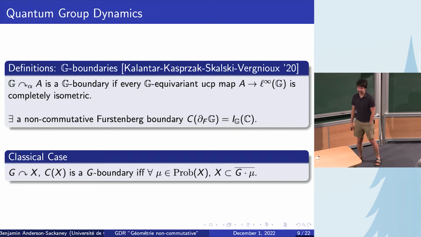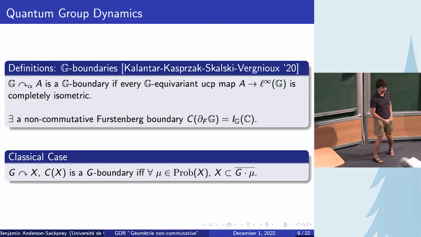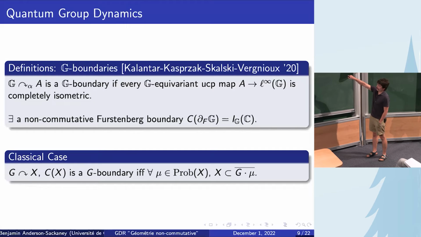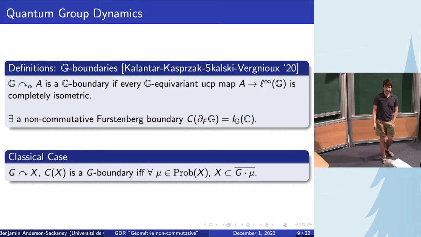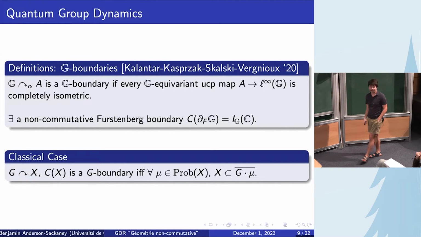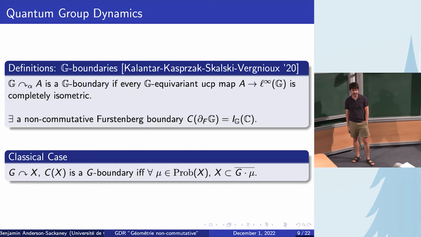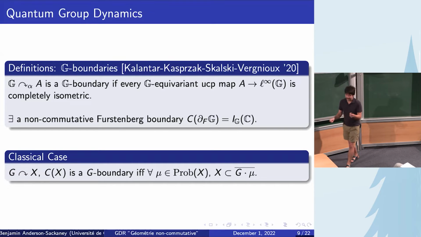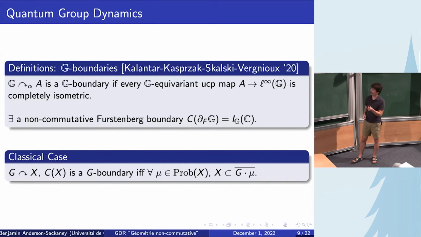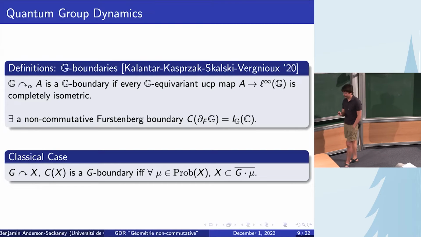of the trivial coaction. And to give you the classical definition, you have G acting on some compact space X. C of X is a G boundary if and only if for every probability measure on X, all of the point masses can be obtained by the closed orbit of G acting on this measure. So given G acting on X, you can naturally have that G acts on the probability measures of X. And so the idea is more or less, given two measures on the probability space of X, you can always shift one to the other using the group action.